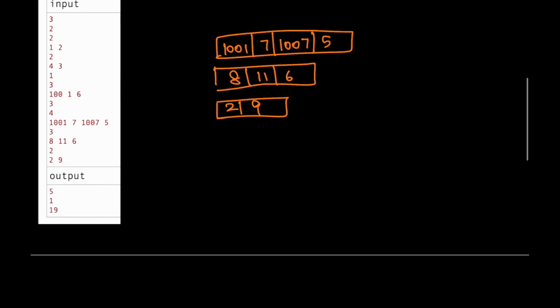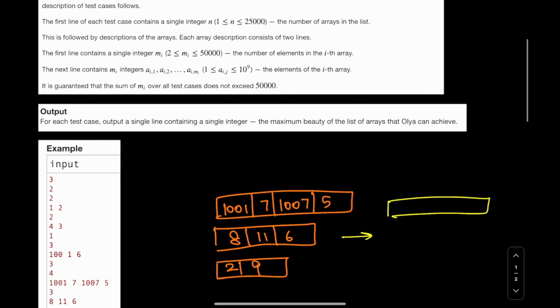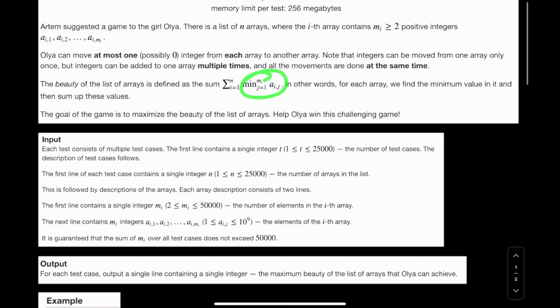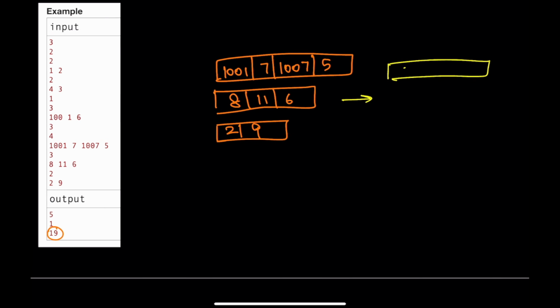So let's now dry run this in order to understand how we get the answer as 19. I will first sort the arrays since we are talking about the minimums, the minimum will be used for the beauty calculation. So now the first array would be 5, 7, 1001, 1007. It will be 6, 8 and 11, and this would be 2 and 9.